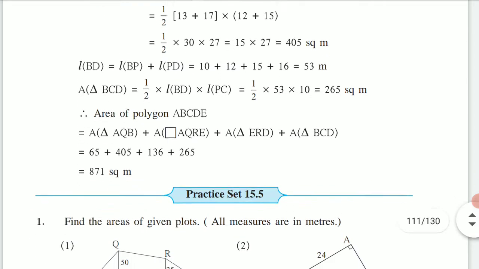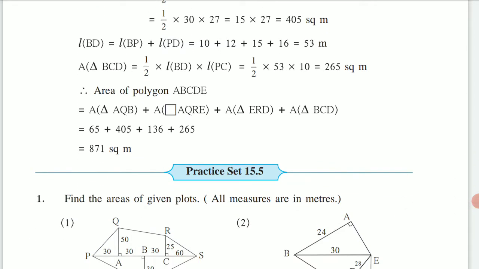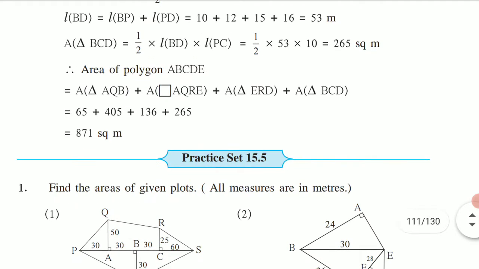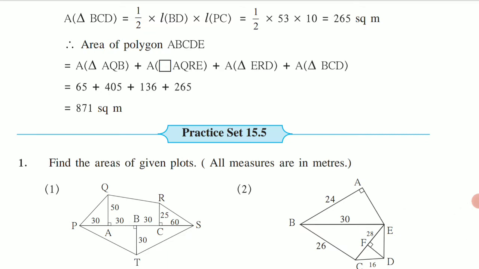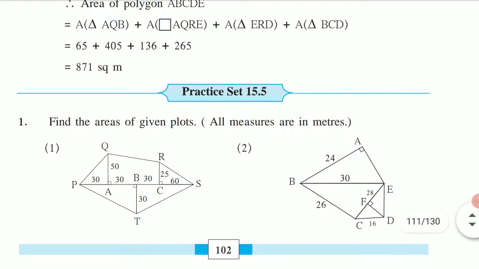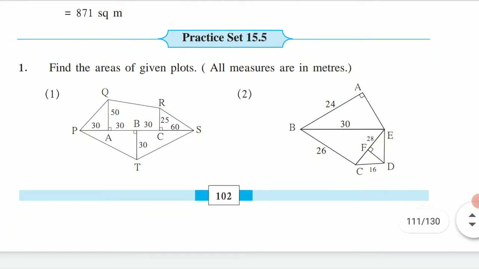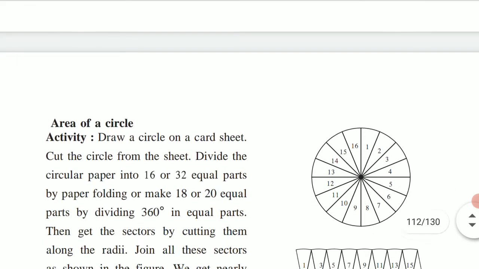Therefore, area of polygon ABCDE is equal to area of triangle AQB plus area of trapezium AQRE plus area of triangle ERD plus area of triangle BCD, is equal to 65 plus 405 plus 136 plus 265, is equal to 871 square meter. Practice set 15.5 is based on this topic. You have to solve this practice set 15.5 in your notebook.